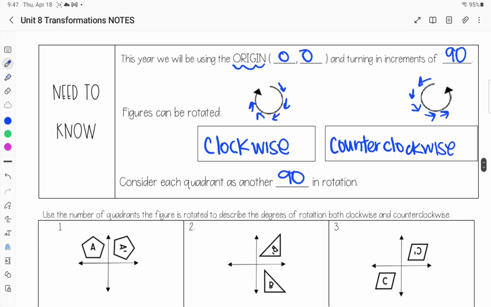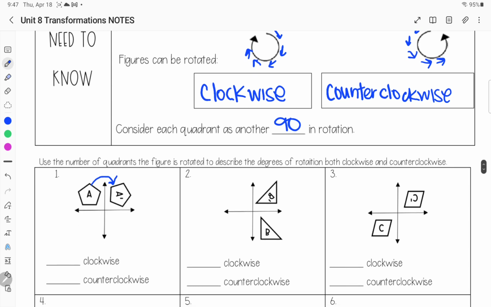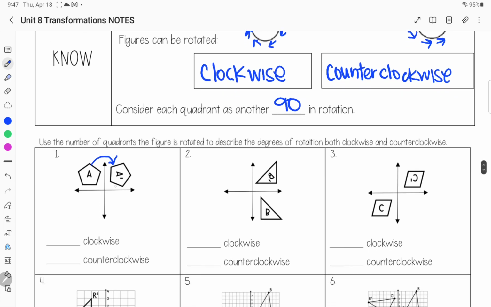In other words, looking down here at these examples, it says use the number of quadrants the figure is rotated to describe the degrees of rotation, both clockwise and counterclockwise. So first thing we need to find is our pre-image, our image that's a nice clean copy and hasn't been moved. So our pre-image is right here in quadrant 2. If I turn it to the right, I'm going to run into A prime, or my image. So I went one turn from quadrant 2 to quadrant 1. That means that it was only one turn, which is a 90-degree rotation.